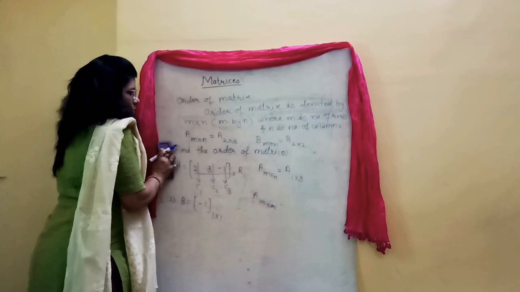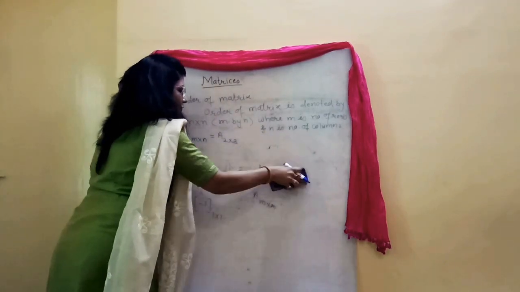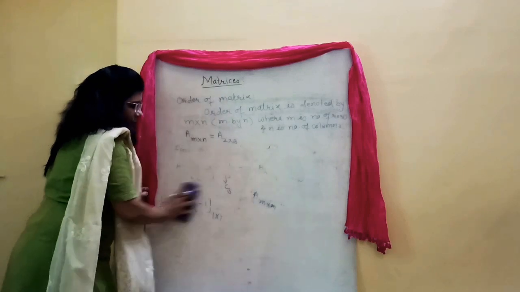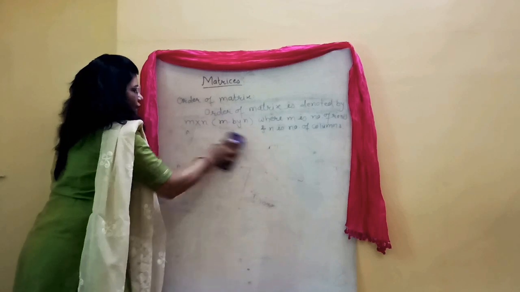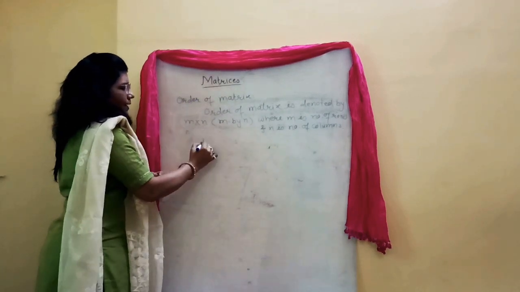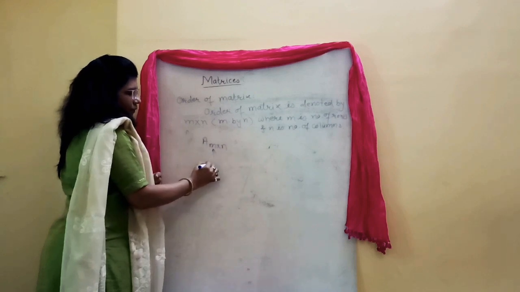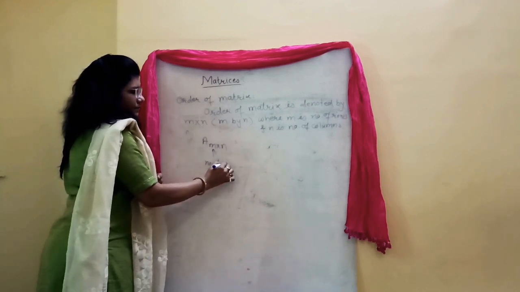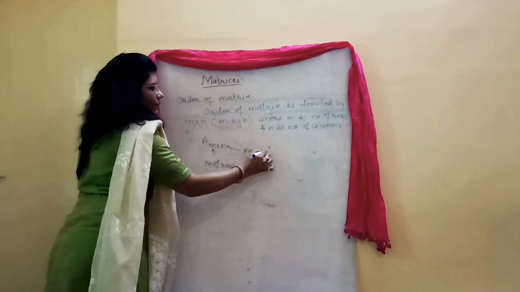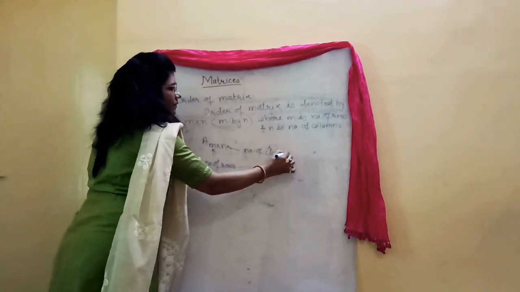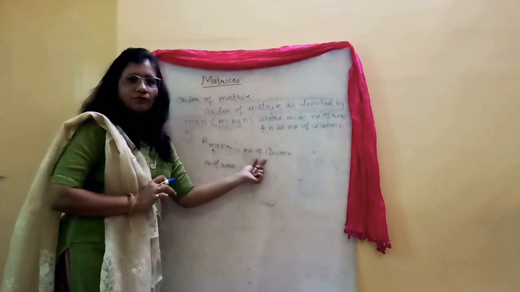I will give you homework also for finding the orders of matrices. So while you write the order of a matrix, m by n, this m is the number of rows and this n is the number of columns. This m will represent the number of rows, n will represent the number of columns.